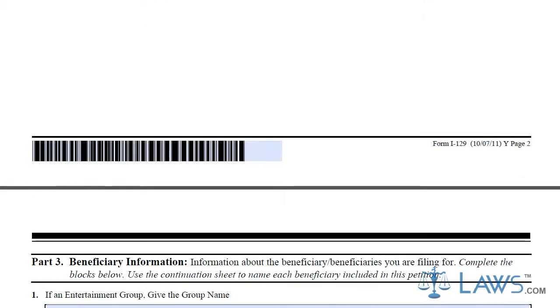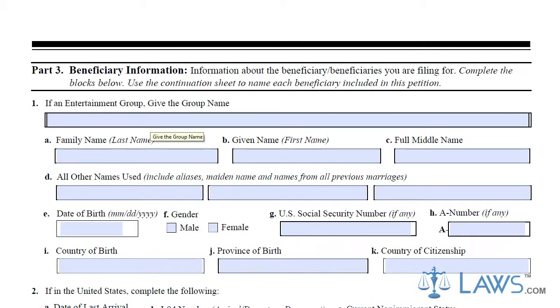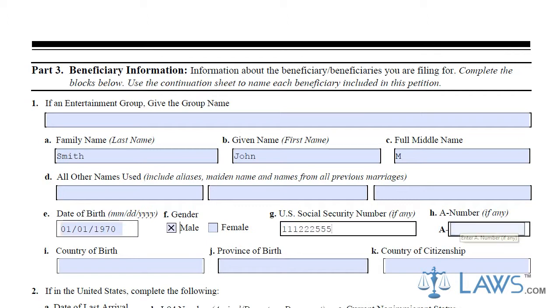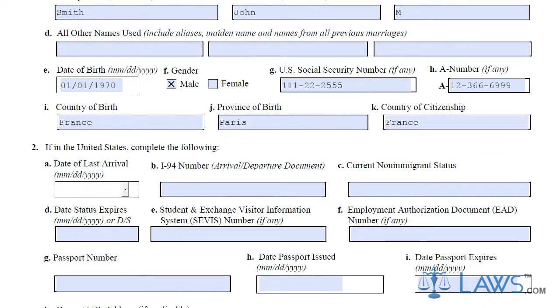In Part 3, you must identify the individual or group you are sponsoring for the petition. Indicate the person or group's name, birth dates, social security numbers, locations of birth, and any other information that applies to the applicant. You may need supplemental forms, which are provided for each additional person covered by the Form I-129.